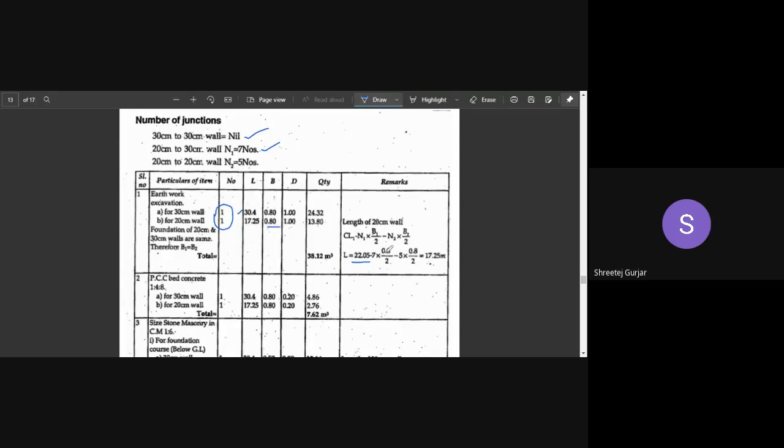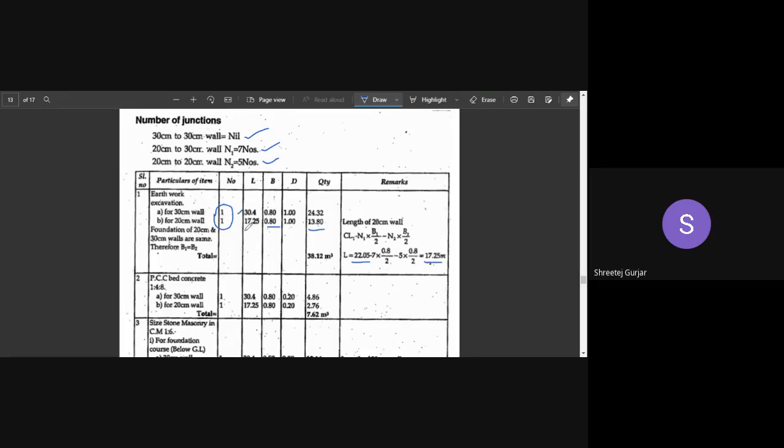So width is 0.8, so it is 0.8 by 2 minus the second junction, that is 5 in number, so it is N2 minus 5 into B2. B2 is also same here, width is same, 0.8 by 2. So 22.05 minus 7 into 0.8 by 2 minus 5 into 0.8 by 2. The total length of my 20 centimeter wall in excavation is 17.25. So 17.25 into 0.8 into 1, I get my quantity in excavation required for 20 centimeter wall.